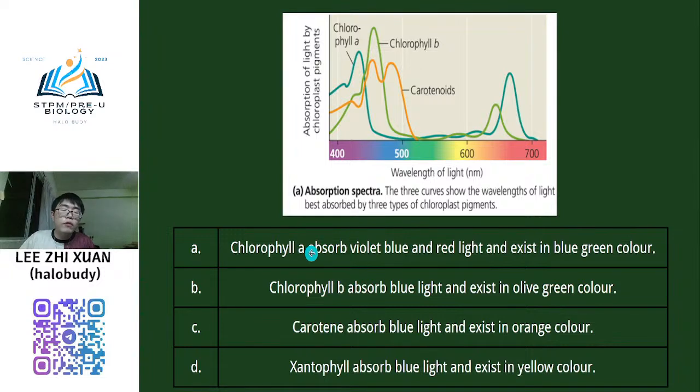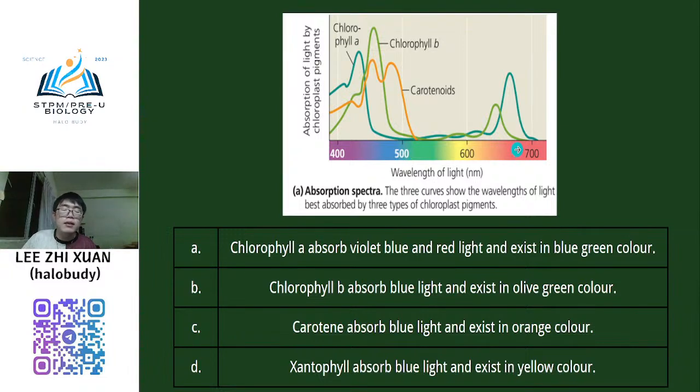So normally chlorophyll A will absorb the violet-blue and red light. You see here, chlorophyll A has the highest absorption, very high at the violet-blue. You can see one at violet-blue and then another part at the red light. So it has two peaks. One higher peak is at the violet-blue part and another peak is at the red part.